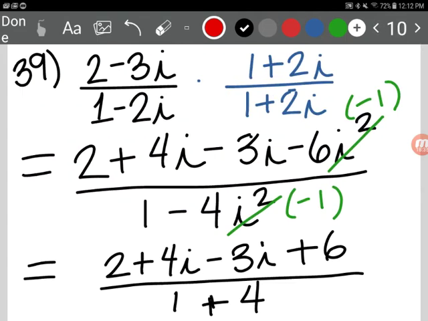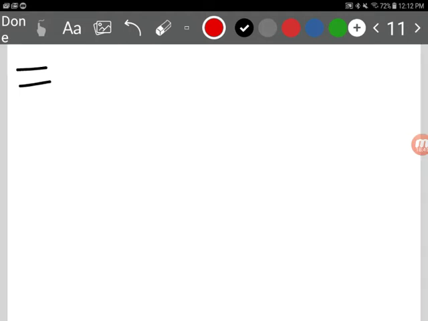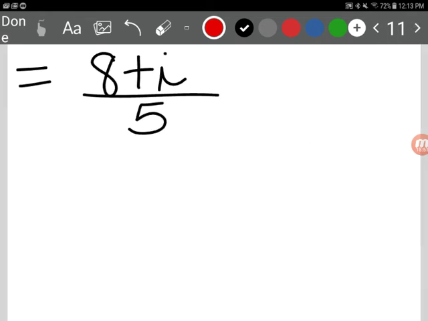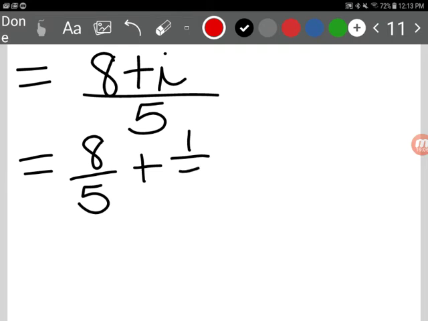We're going to combine like terms. I know 4i minus 3i is just i. And I also know 2 plus 6 gives me 8. So in my numerator, I have 8 plus i. In my denominator, 1 plus 4 is 5. So right here, I do want it in the form of a plus bi. So I'm going to separate each part and say 8 over 5 plus 1 over 5i. And that is my answer.